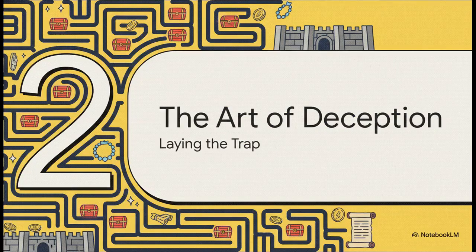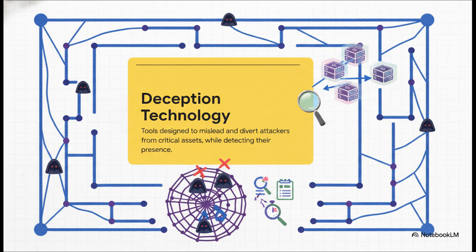So, how do we get proactive? Well, this is where the fun begins. This is where we stop being the hunted and we become the hunter. We are now entering the art of deception. And forget about building higher walls. We're going to build a tricky maze, and we're going to fill it with all sorts of shiny, irresistible, and totally fake treasures. At its heart, deception technology is all about playing mind games with attackers.